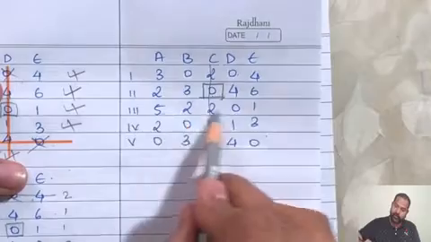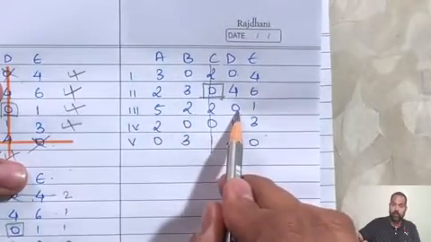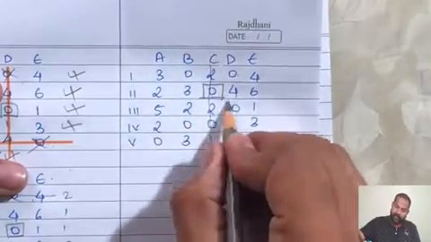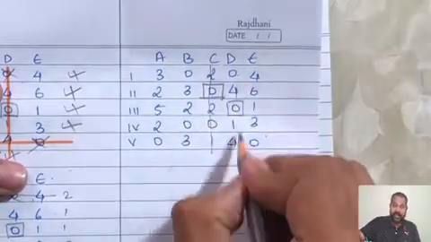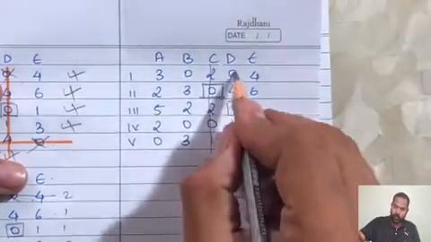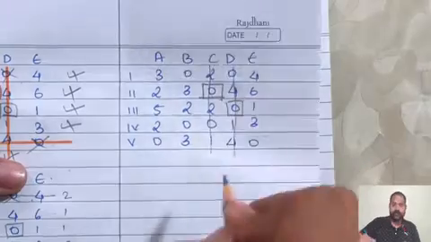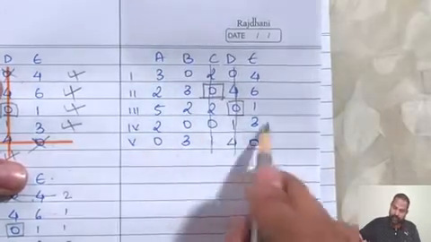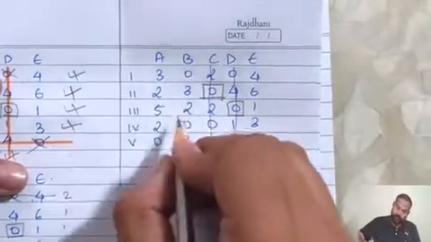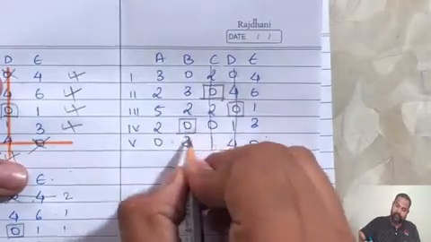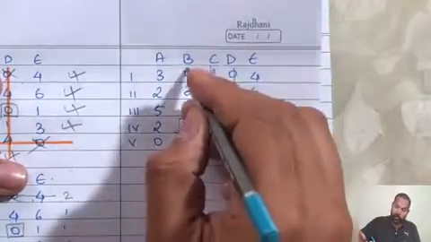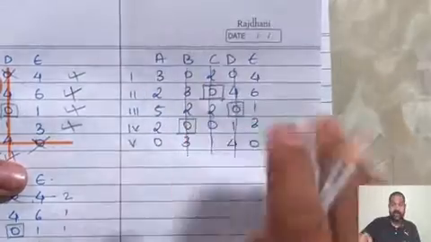Move on to the next row. 1 0. Mark it as an assignment. Cancel every 0 in that column? No. Cancel the entire column only. Exactly 1 0. Mark it as an assignment. Cancel every 0 in that column? Well, I don't care. I'm cancelling out the entire column.